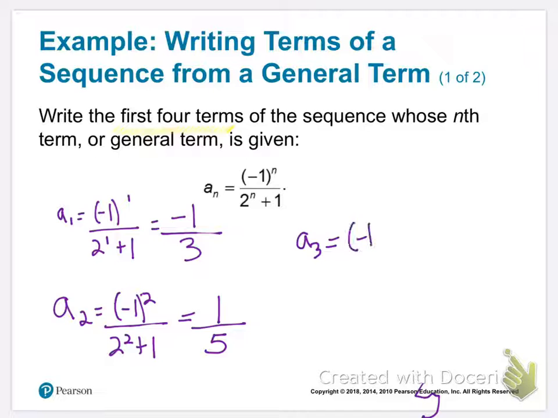equals negative 1 to the third power all over 2 to the third plus 1. So negative 1 to the third power is negative 1 times negative 1 times negative 1, which is negative 1. So since it's odd, you know it's going to stay negative. And then in the denominator, you have 2 times 2 times 2, which is 8, plus 1, and that's 9. And then A sub 4.